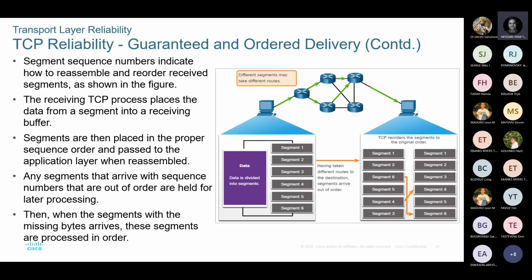So segments 1, 2, and then 6, 5, 4, and then 3 are received in that order, but they're out of order with regards to what the original data was. And therefore, they need to be put back into order before being delivered to the application layer at the destination site.